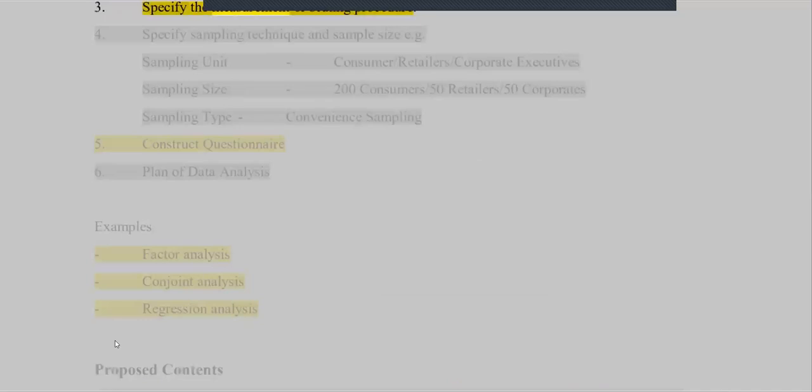3. Specify the measurement or scaling procedure. 4. Specify sampling technique and sample size, e.g. sampling unit: consumers, retailers, corporate executives; sampling size: 200 consumers, 50 retailers, 50 corporates; sampling type: convenience sampling. 5. Construct questionnaire. 6. Plan of data analysis. Examples: factor analysis, conjoint analysis, regression analysis.